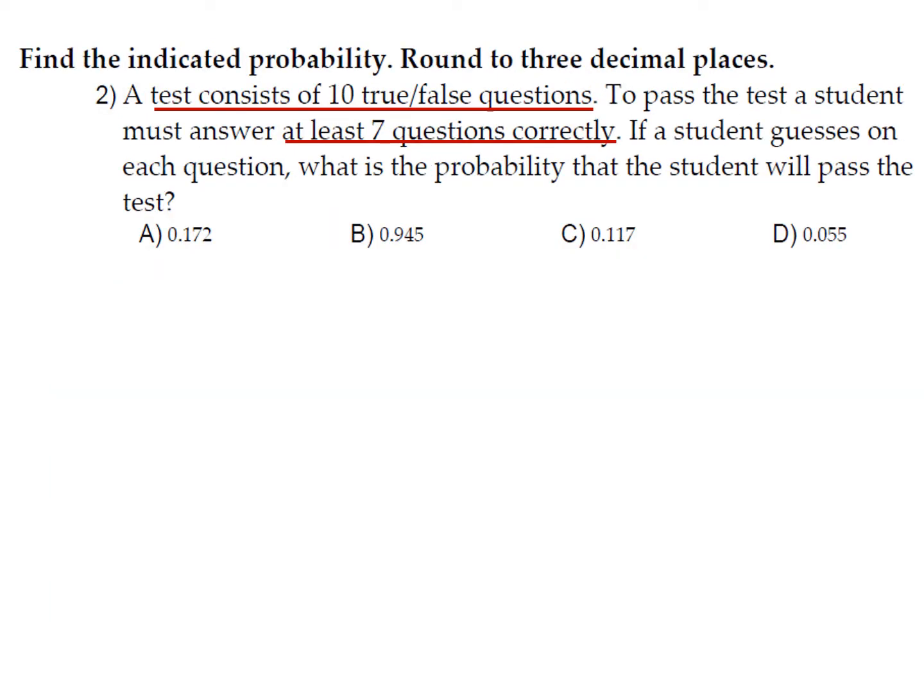Number two, a test consists of 10 true false questions. Already I know the probability of a success is 0.5. The problem won't tell me that, but we understand that. It's like flipping a coin, 0.5. Heads and tails, true, false. To pass the test, the student must get at least 7 correct. What's the probability the student will pass?